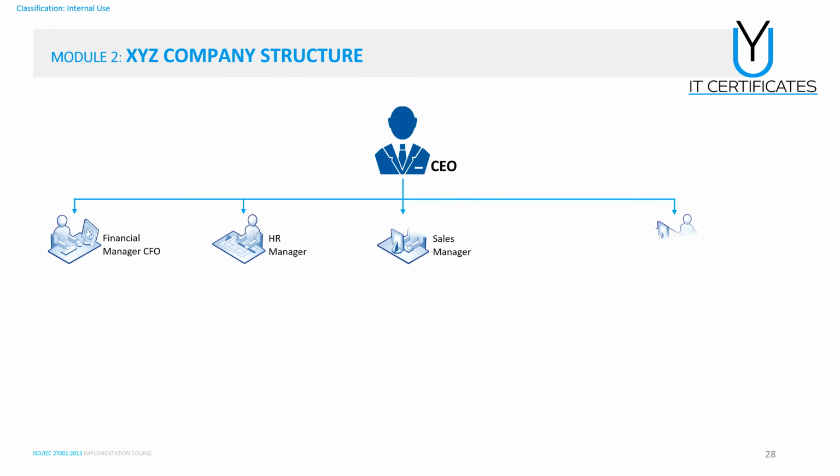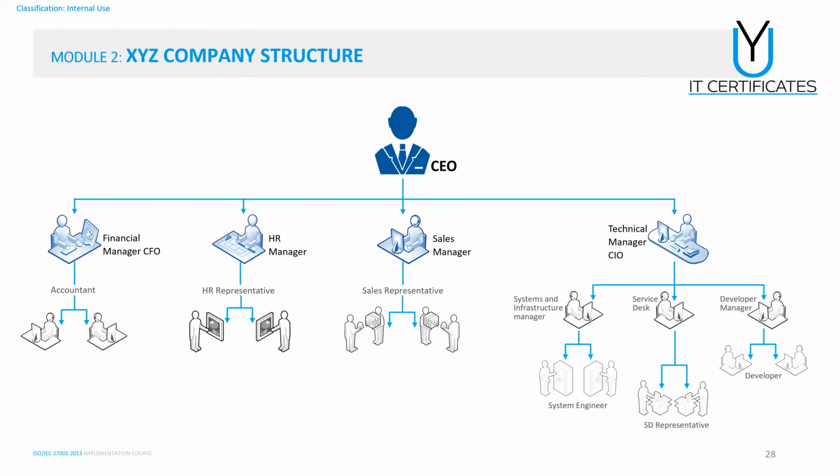Okay, the company structure, as you can see, we have a CEO. Under the CEO, there are 4 managers: financial manager, HR manager, sales manager, and technical manager. Under the technical manager, we have system and infrastructure manager, service desk manager, and developer manager. And of course, there are representatives for these services.